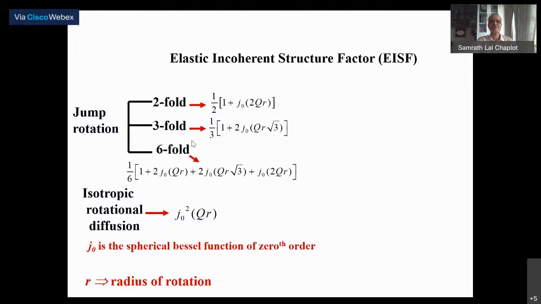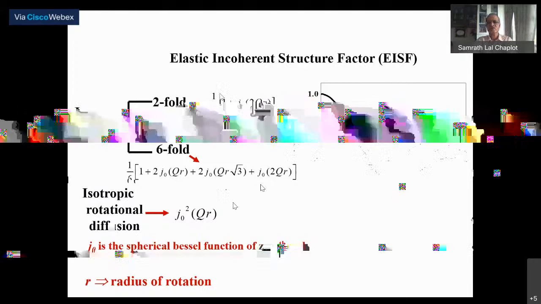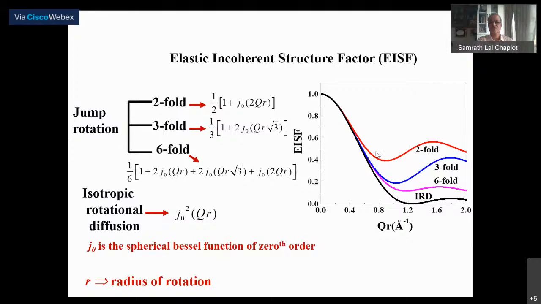A two-fold rotation has a certain feature like this. A three-fold rotation, on the other hand, is a slightly more complex function, but again very easily seen, but different. A six-fold rotation is even different. If it's isotropic rotational diffusion, then that's the way it is. So you can see that these functions plotted as a function of Q naturally have different features. Two-fold rotation would have this kind of shape, three-fold would have this kind of shape, six-fold would have this, and so on.